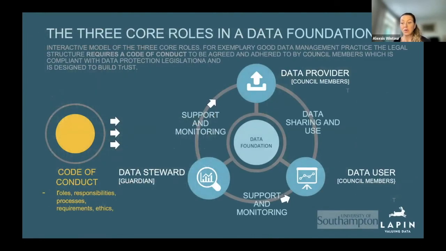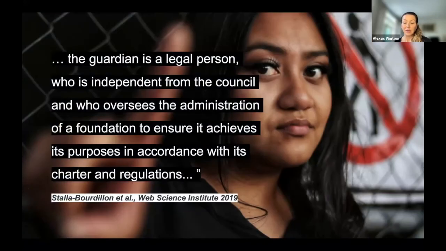There are three core roles in a data foundation within the functional structure. So you have the data provider and the data user, which both sit as council members. And then outside of that, the data guardian. Can I have the next slide, please? So in this model, the role of the guardian forms a critical element in providing the independent data steward, which is key for advanced and optimal data governance models.